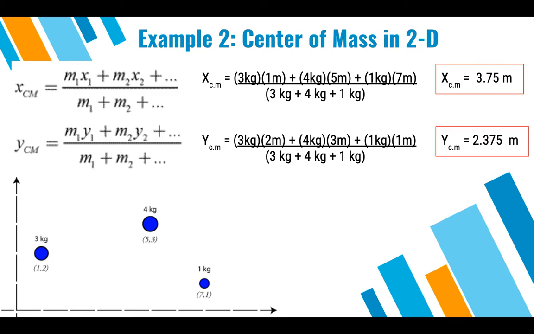So the position for our center of mass is the coordinate 3.75, 2.375. If we were to place that on our xy coordinate plane, there is where it would be located, exactly where we had predicted: closer to the 4 kilogram object, but taking into account that there is a 1 kilogram object that remains in the system, and that the 3 kilogram object has significant mass.